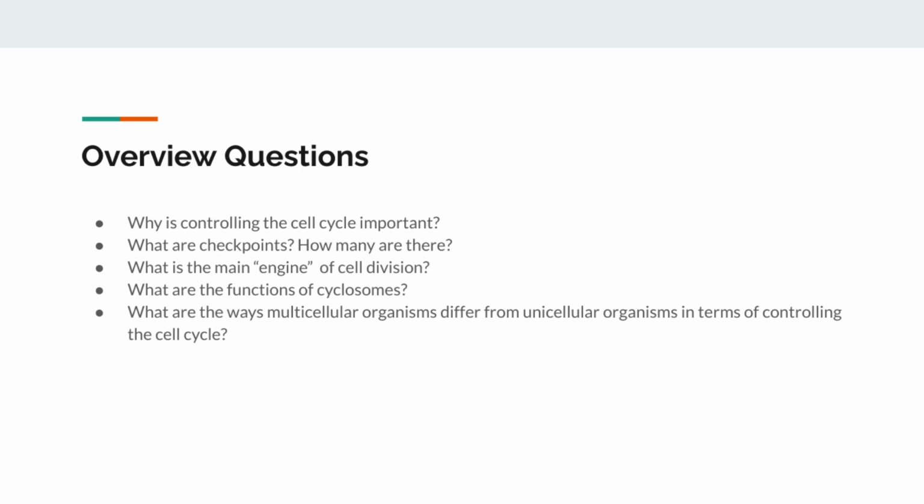And finally, what are the ways multicellular organisms differ from unicellular organisms in terms of controlling the cell cycle? They differ in a couple ways. For one, multicellular organisms have multiple CDKs as opposed to the single CDK in single-cell eukaryotes. And also, multicellular organisms have a much greater amount of external signals to respond to.